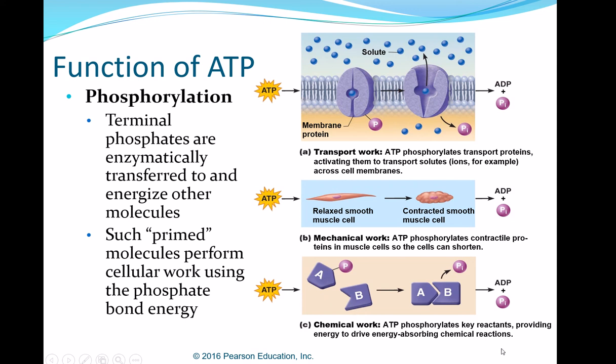So we have chemical work, mechanical work, and transport work. Practically everything in the body is going to use ATP as our energy currency. It is our main energy molecule. And that is the end of chapter 2.